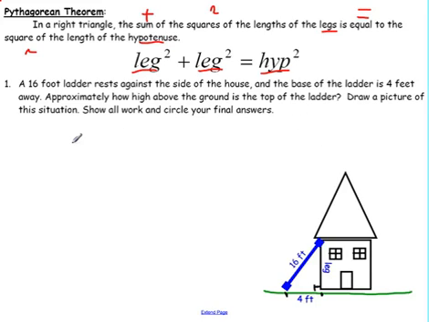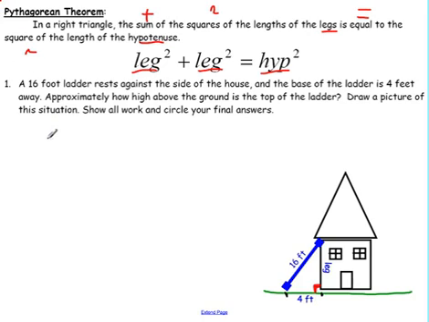So a 16-foot ladder rests against the side of a house, and the base of the ladder is 4 feet away. So the base of the ladder is here, 16-foot ladder, looks something like this. Again, you should be looking, okay, I'm dealing with right triangles, so where is that right triangle located? I already put this right angle symbol right in here to say that those two lines are going to be perpendicular right there. Approximately how high above the ground is the top of the ladder? Draw a picture of the situation, show all your work, and circle the final answers.